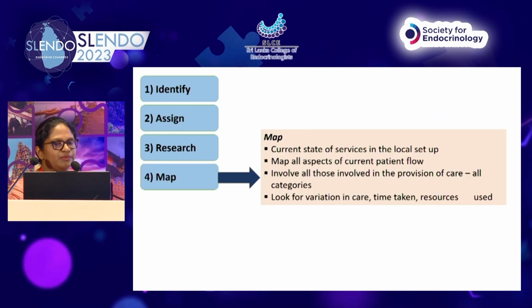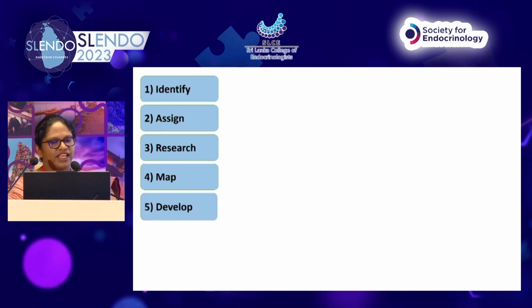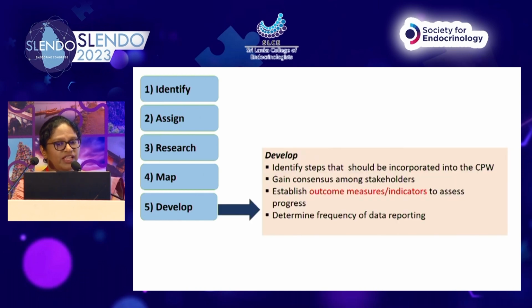And then they should map. So you have to look at the current state of services in the local setup and the referral pathways, map all aspects of current patient flow, involve all those involved in provision of care, all the categories, and look at variation in care, time taken, and the resources used. And then only can you develop the system.